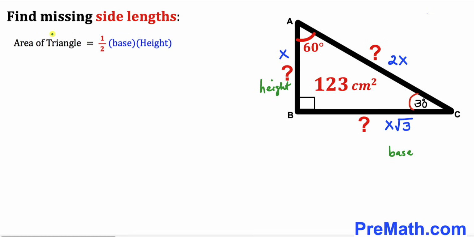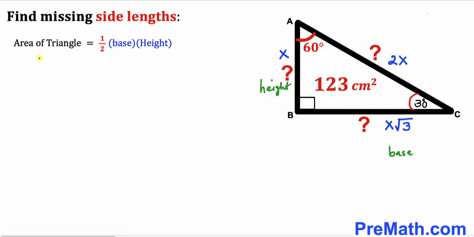Now let's recall the area of a triangle formula once again. It is equal to a half times the base times the height of the triangle. In our case, the area of this triangle has been given to us as 123, whereas the base is x times the square root of 3 and the height is x.